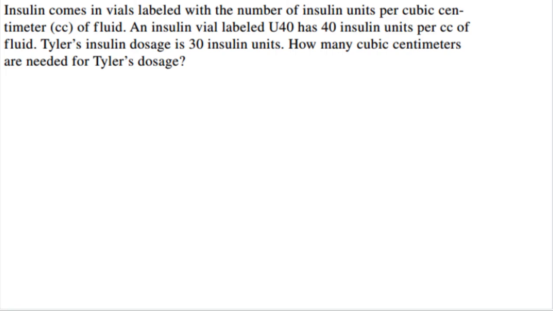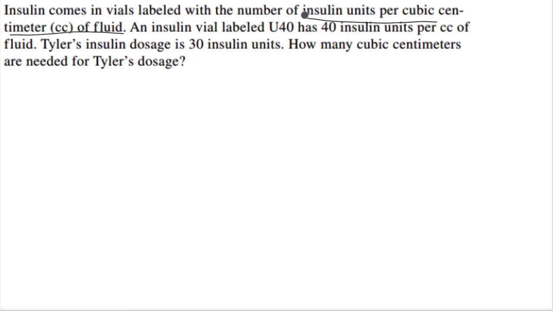Insulin comes in vials labeled with the number of insulin units per cubic centimeter of fluid. An insulin vial labeled U40 has 40 insulin units per cc, cubic centimeter, of fluid. Tyler's insulin dosage is 30 insulin units. How many cubic centimeters are needed for Tyler's dosage?